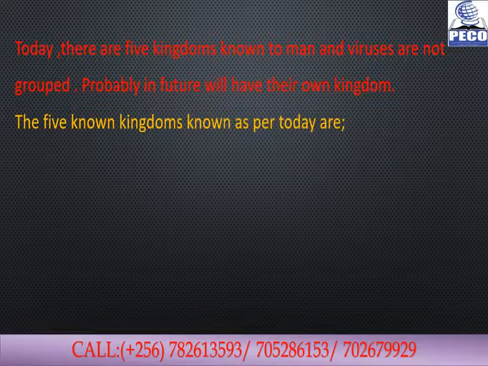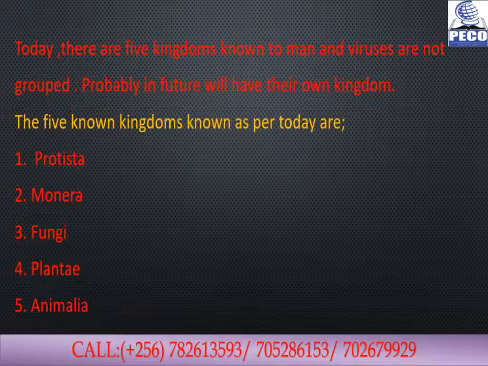The 5 kingdoms known as per today are the Protista, Monera, the Fungi, Plantae. People say Planti, but to understand it better, say Plantae. Don't mind how people will laugh at you as you say Plantae, but you want to get the right spelling. And lastly, you have the Animalia. These are the 5 kingdoms known to man apart from viruses.